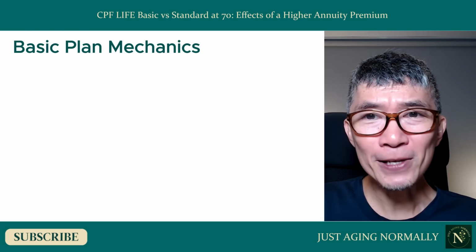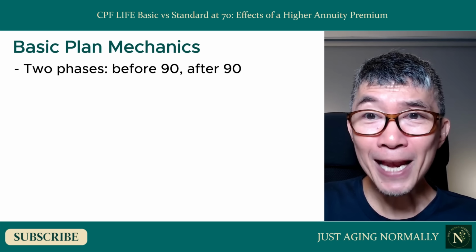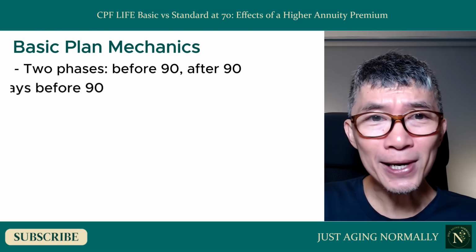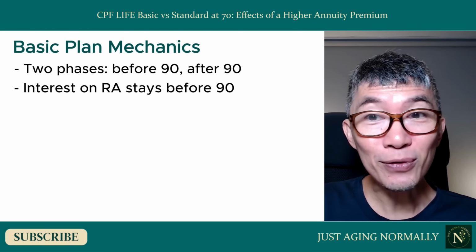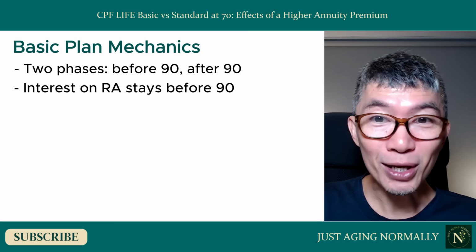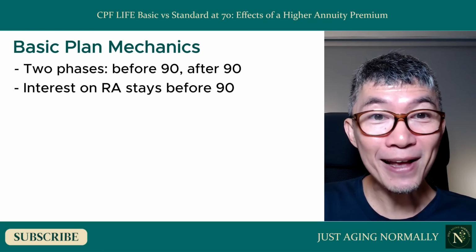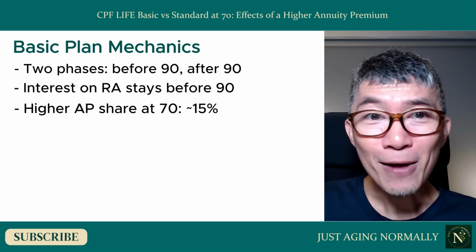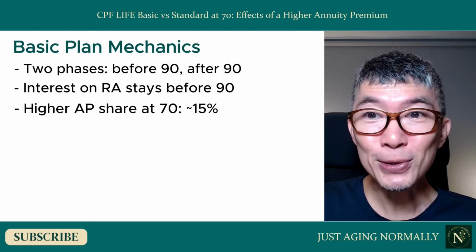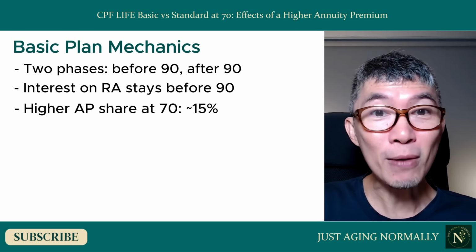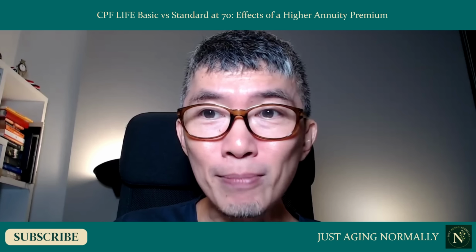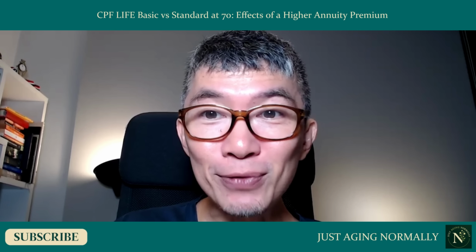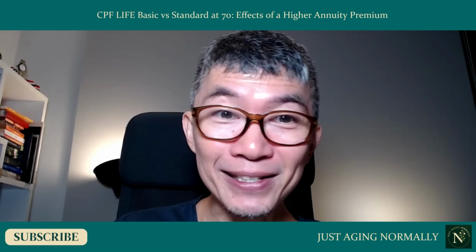The basic plan, however, behaves very differently. It has two phases, before 90 and after 90. And crucially, in the first phase, interest earned on RA savings stays with you instead of flowing into the common pool. And because we are now starting at 70, annuity premium is a larger slice of the pie, 15% instead of 10% at 65. So for this comparison, I've extended the model all the way to age 100. So that's 30 years from 70 or 360 months.